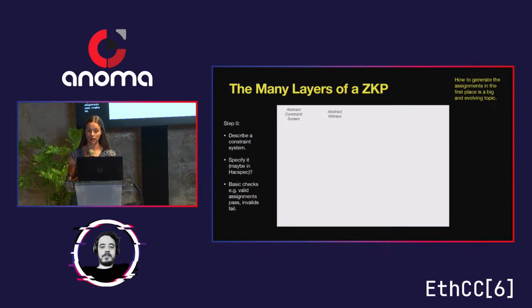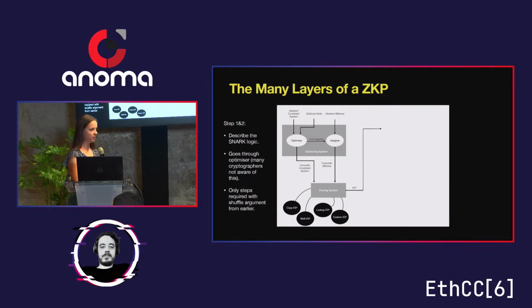The next two steps are to describe the actual SNARK logic. This first goes through an optimizer. Many cryptographers are not aware of this step. I certainly was not aware of it for a long time. But it says, if you have these constraints, you're not going to optimize by hand. That would be a stupid idea. We're going to do the optimizing as part of a backend for you.